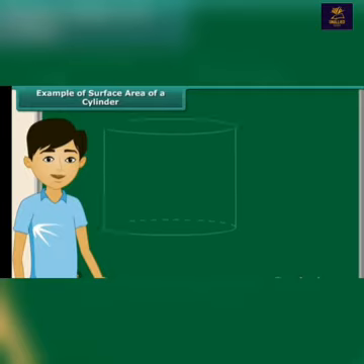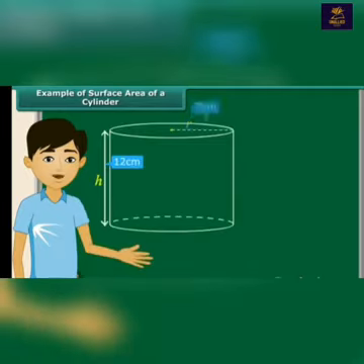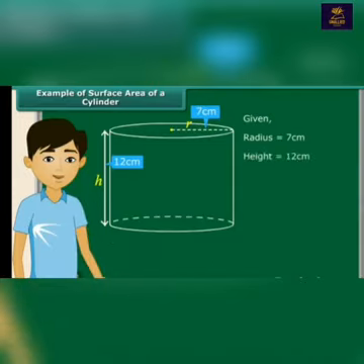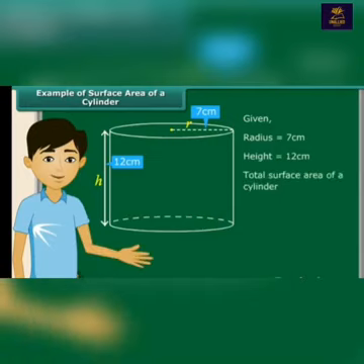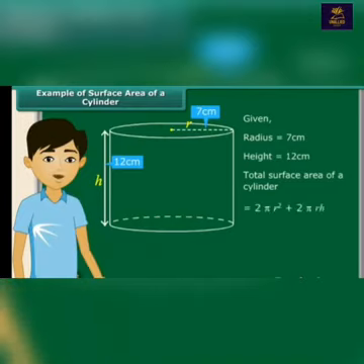Let us find the surface area of this cylinder. It is given that this cylinder has radius equal to 7 centimeters and height equal to 12 centimeters. Do you remember the formula for calculating the total surface area of a cylinder? Yes, it is equal to 2 pi r square plus 2 pi r h.